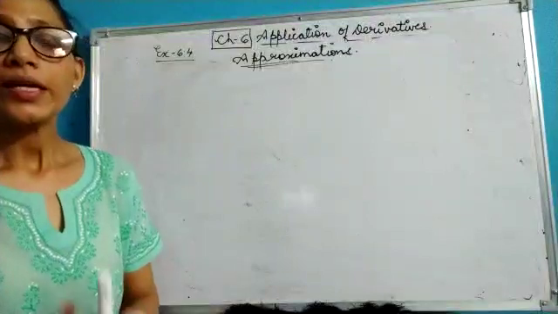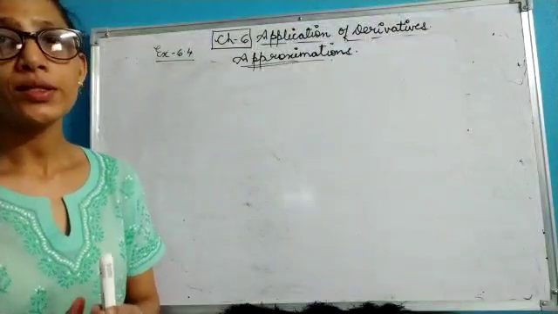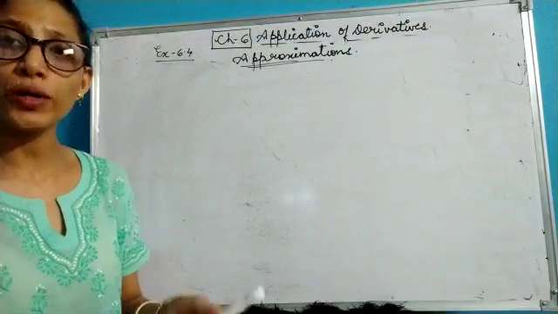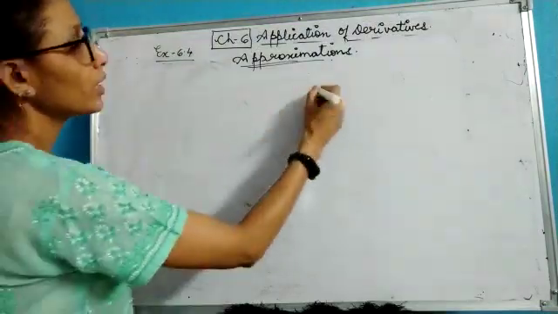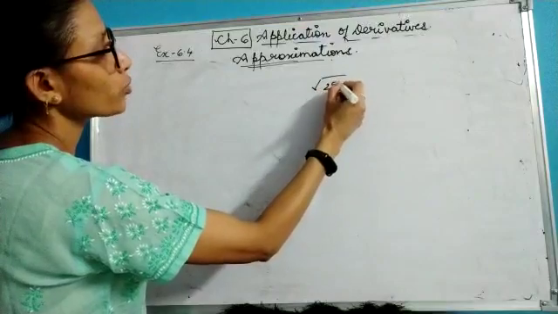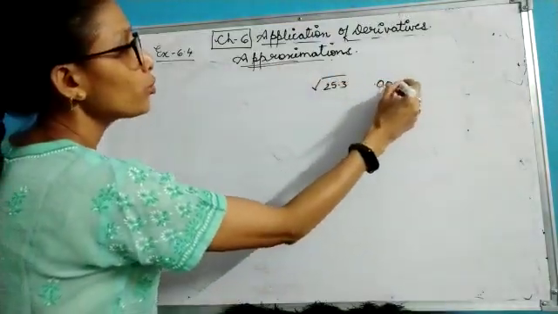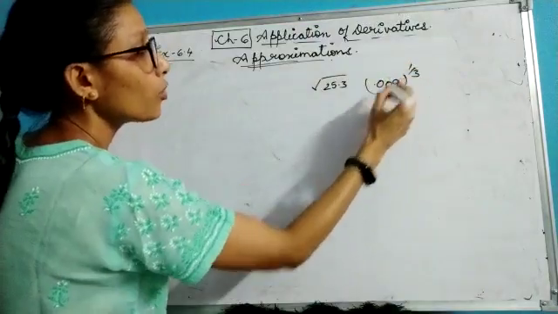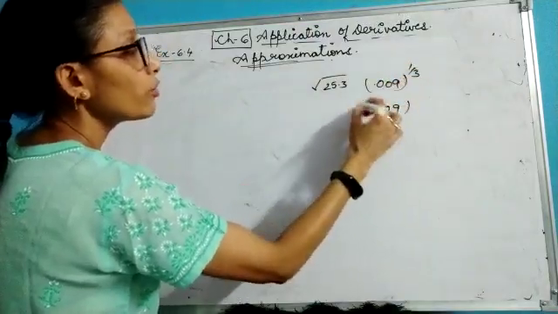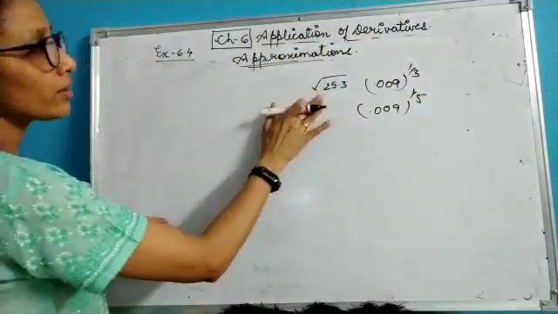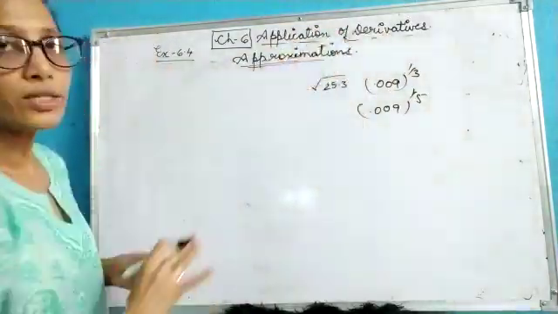Hello everyone, in this video we are going to learn about the application of derivatives in finding out the square root of a given number. Let's suppose you want to find out the square root of this number, or the cube root of any number, or the fifth root of any number, then we can calculate it by using derivatives over here.